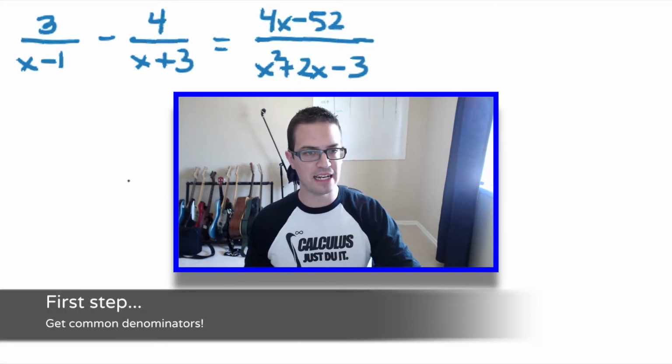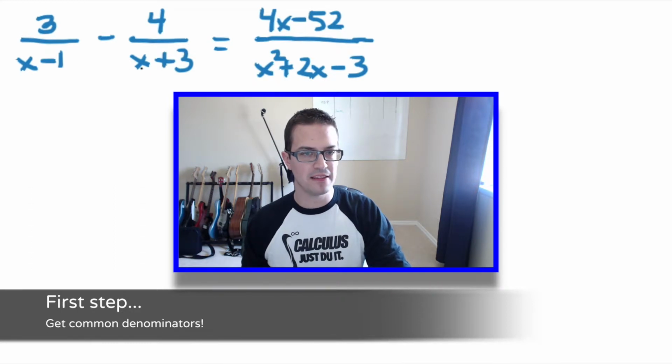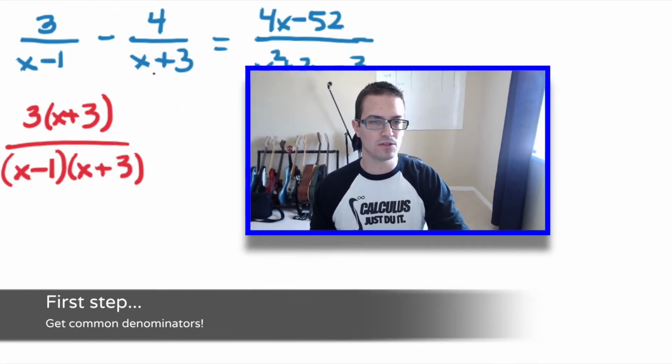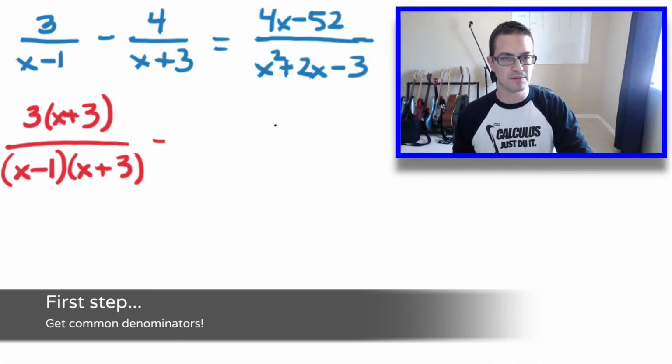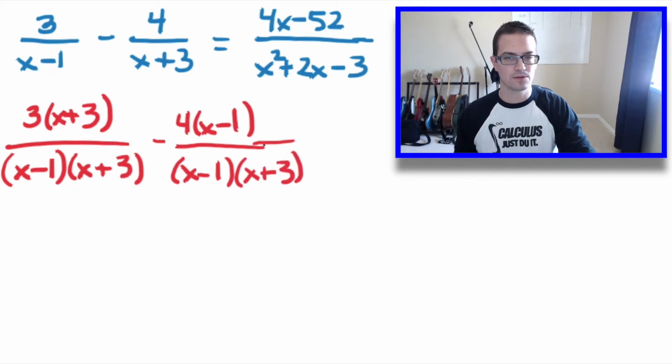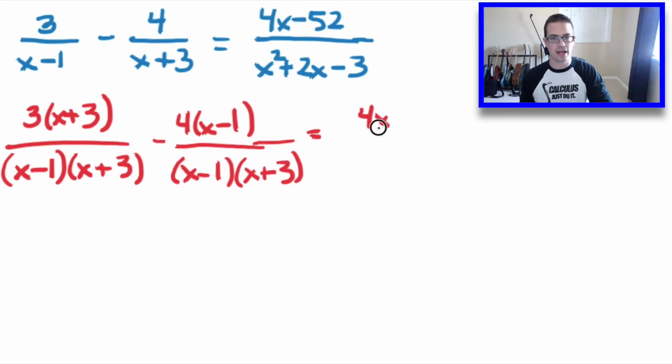First thing that I'm going to do on this left side is just get common denominators. So what I'm going to do is multiply this by x plus 3 and then the bottom by x plus 3. So you're going to end up with 3 times x plus 3 over x minus 1 times x plus 3. Now since that's going to be our common denominator, this will also have that same denominator. So you're going to do 4 times x minus 1 like so, and then divided by x minus 1 times x plus 3. And this is going to be equal to this 4x minus 52.